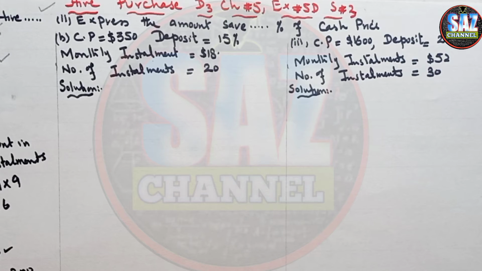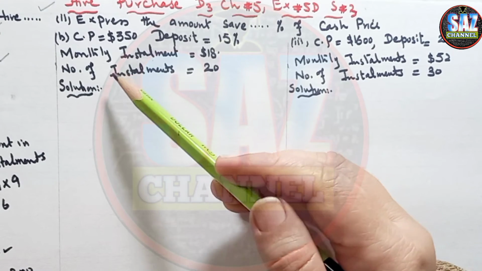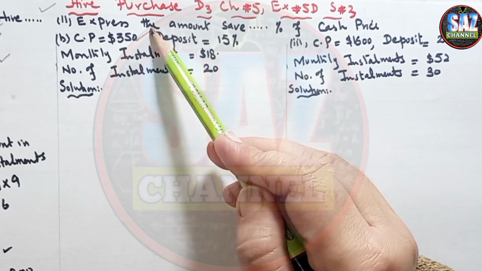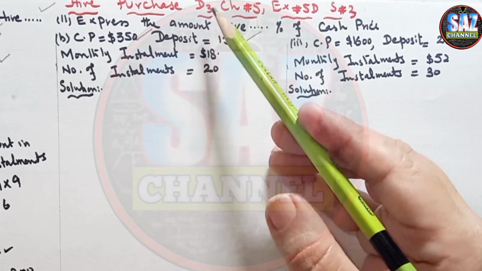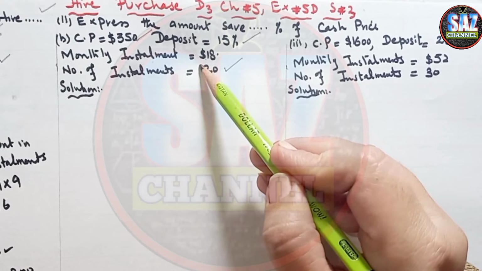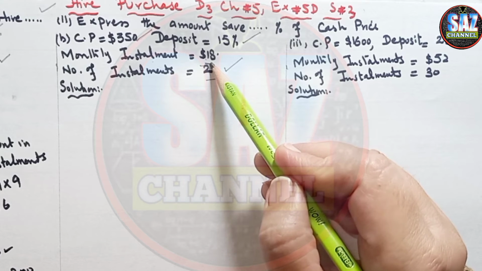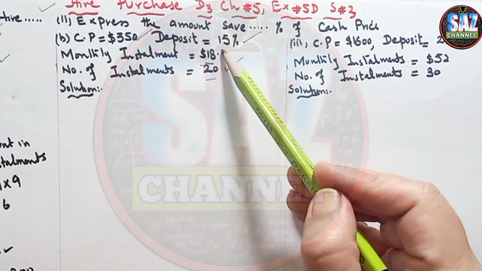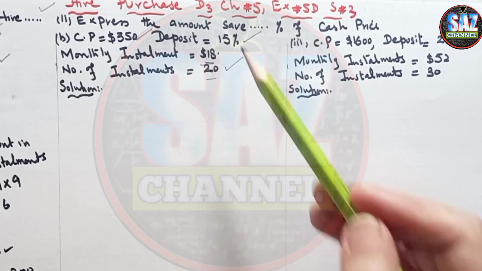Coming to the second part of the question, let me see the data from the book. Part B says that we are buying a printer and the cash price of the printer is $350, and I have to pay a deposit of 15%, and the rest of the amount I have to pay over 20 months. I have to pay 20 installments, and each installment has the value $18. The first requirement of the question is to find the hire purchase price of the good. Again, the problem is that we are not given the down payment. So first of all, we have to find the deposit or down payment.